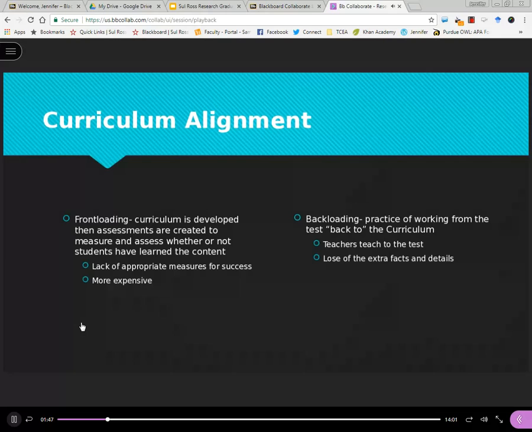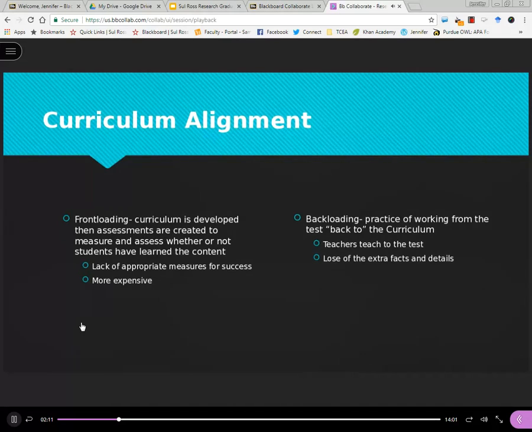A prime example is, let's take a history class. You sit there and you're drilled on all of the key facts, the key events, the dates, everything that's happened in time, but you kind of lose that extra filling stuff that lets you know what happened to get from point A to point B. So this is one of the big drawbacks about backloading.